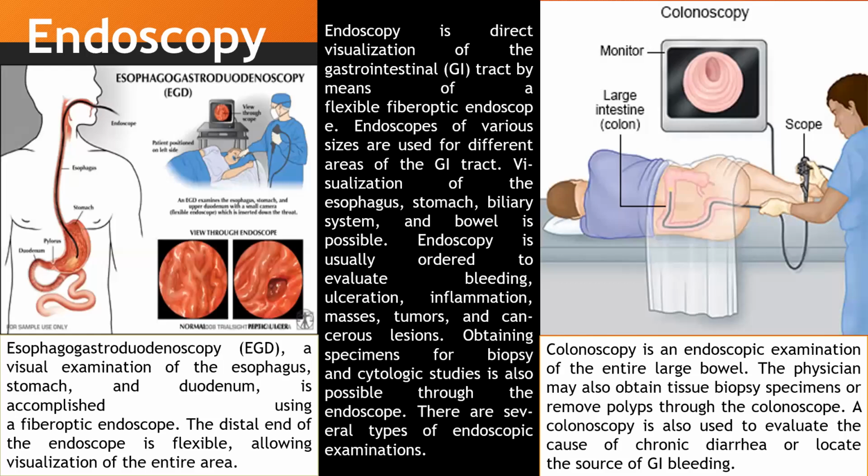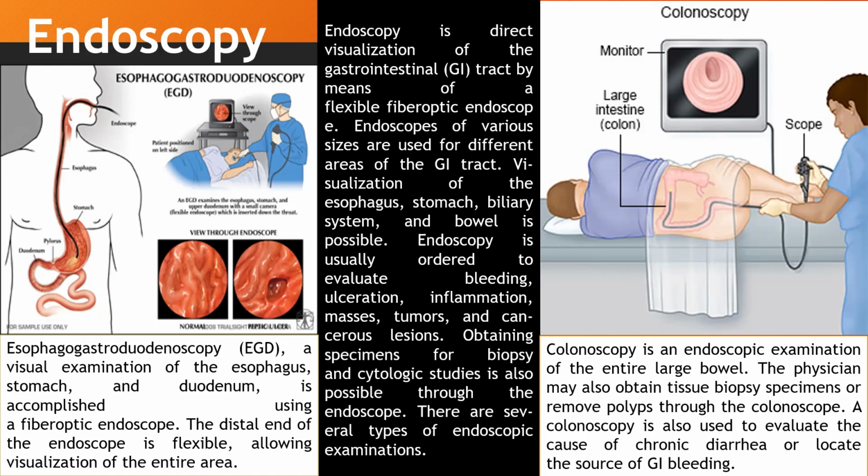Next, endoscopy. Endoscopy is direct visualization of the gastrointestinal tract by means of a flexible fiberscopic endoscope. Endoscopy is usually ordered to evaluate bleeding, ulceration, inflammation, masses, tumors, and cancerous lesions. Obtaining specimens for biopsy and cytologic studies is also possible through the endoscope. There are several types of endoscopic examination.